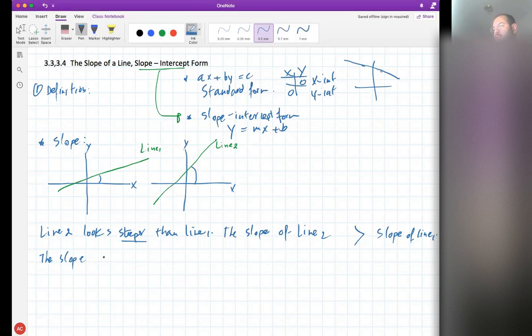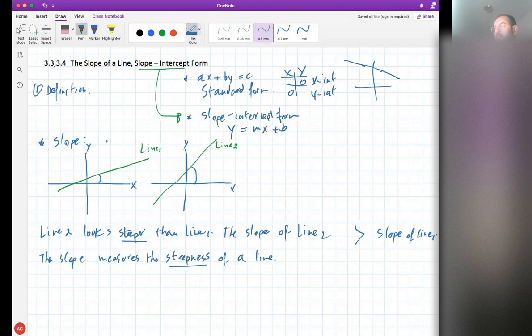Okay, so slope measures the steepness. So we can say a line is steeper, or we can measure the steepness of a line. So the slope measures or calculates the steepness of a line. At least for these two, we know that the slope of this line is higher because this line is steeper. Okay, the steeper the line, the higher the slope.